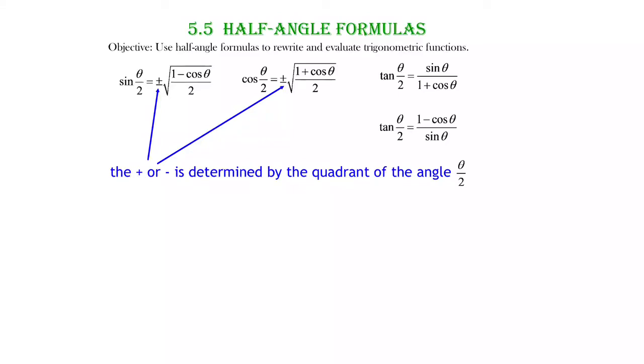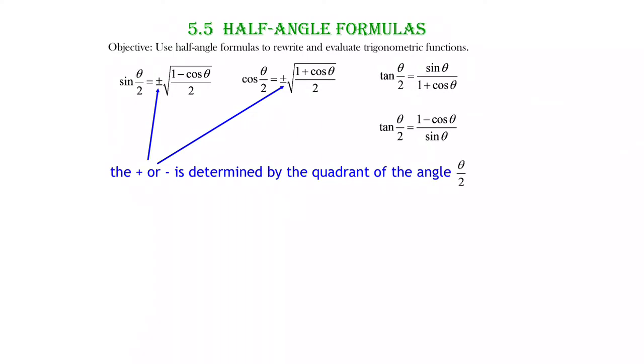Section 5.5, half-angle formulas. We're going to use half-angle formulas to rewrite and evaluate trig functions. So there's the sine of theta divided by 2 is equal to plus or minus the square root of 1 minus cosine theta divided by 2. Cosine of theta divided by 2 is equal to plus or minus the square root of 1 plus cosine of theta divided by 2. And then for tangent, we have two of them: sine theta divided by 1 plus cosine theta, and 1 minus cosine theta divided by sine theta.